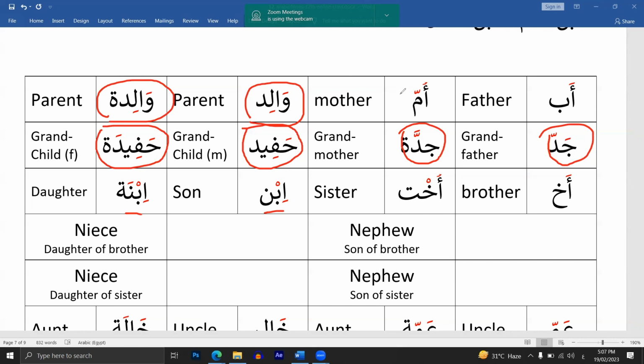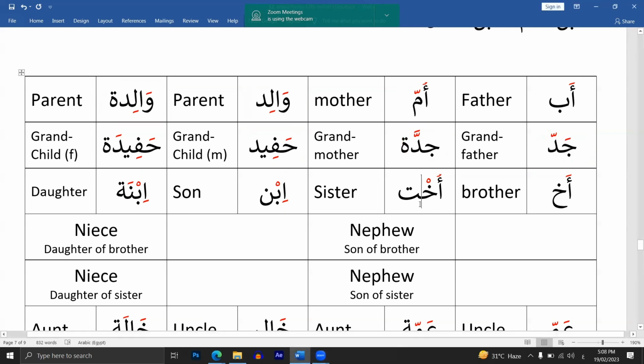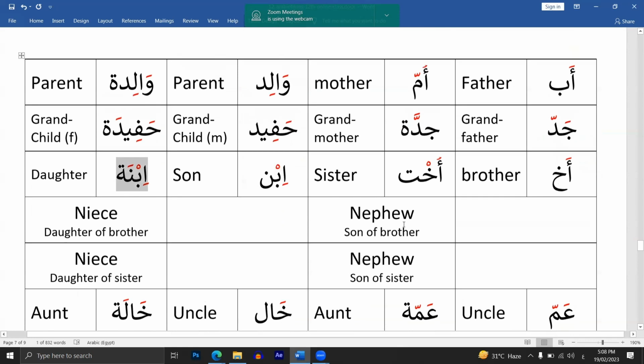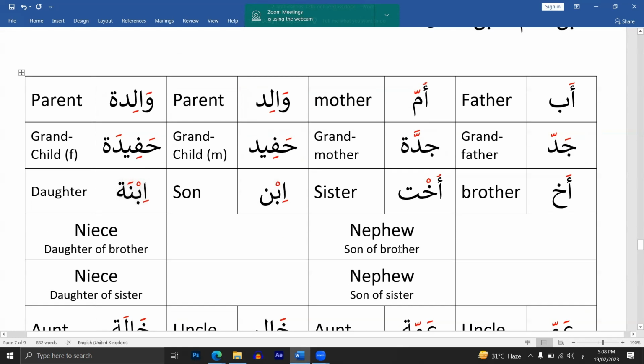Okay, we have akh, which means brother, ukht, sister. Ibn means son, and ibnah means daughter. Okay, so we have nephew and niece. What we will do is a combination between these four vocabulary words. If I want to say nephew, the son of my brother, where is the word son? Here. I will copy it here. Son of my brother, and brother means akh.